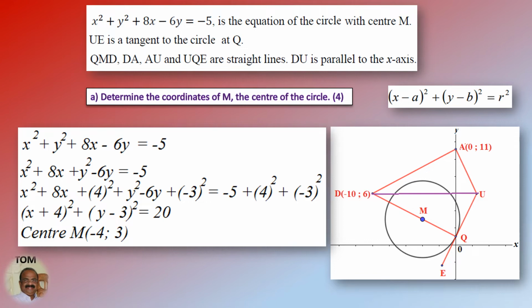Therefore, from the formula for the equation of the circle, we still remember it is x minus a whole square plus y minus b whole square equal to r square. From there, here it is x plus 4 whole square. So the x coordinate of the center is minus 4 and the y coordinate of the center is positive 3. Now M is minus 4, 3.